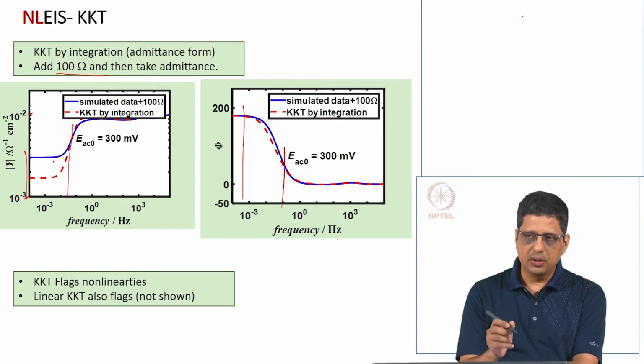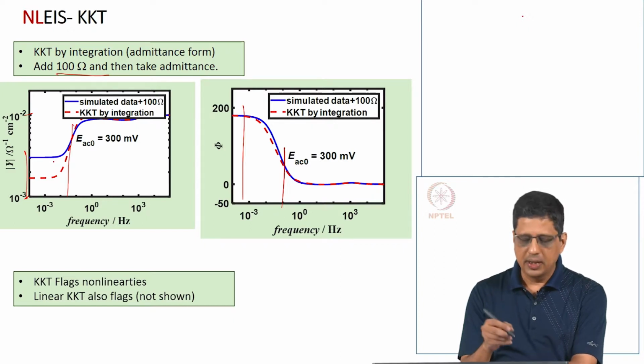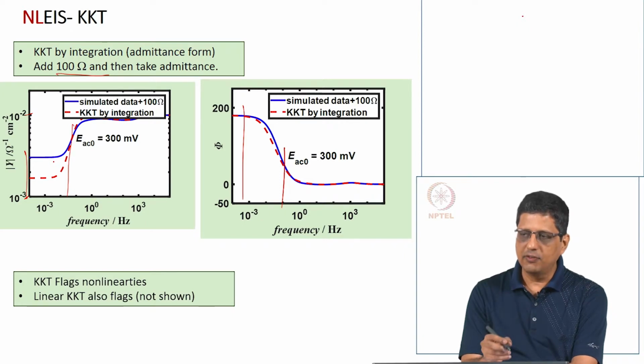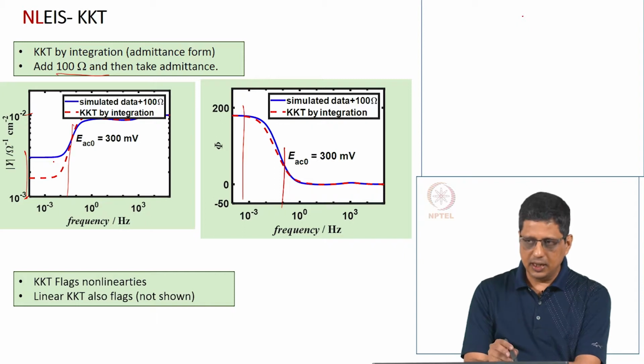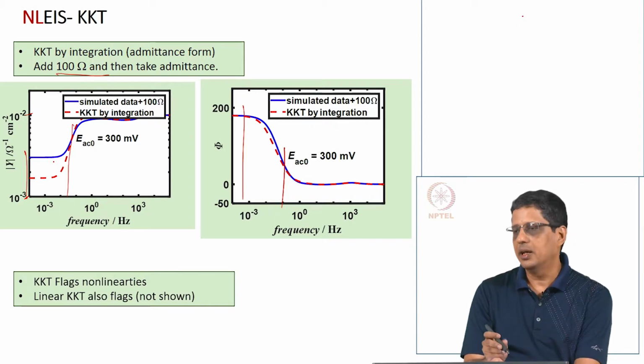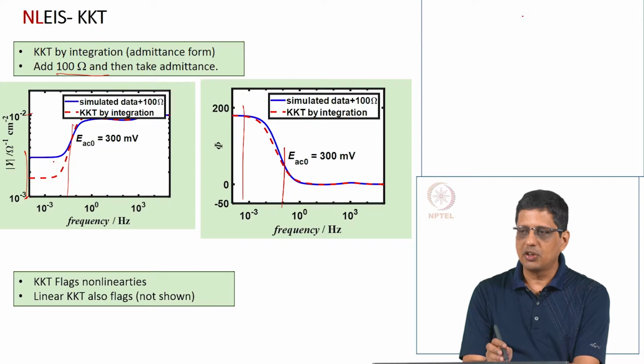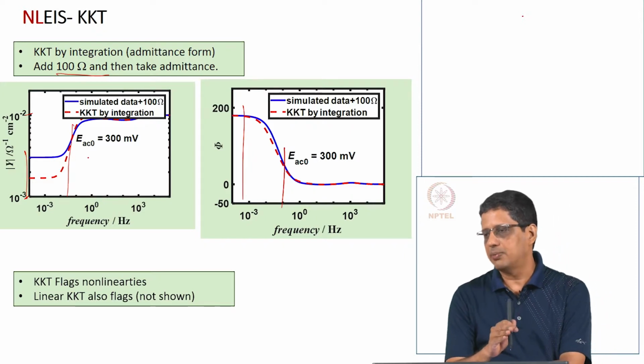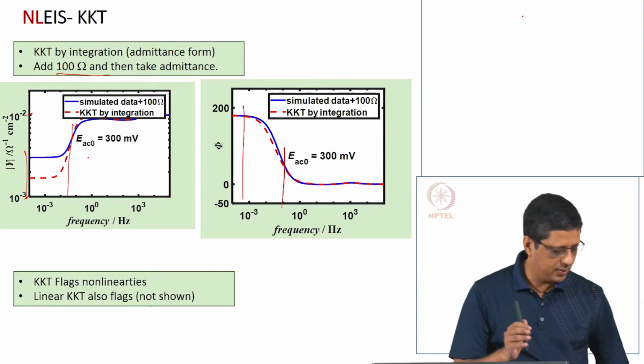You have to remember to go to the software and choose the option to say that this has to be transformed in the admittance form, and then it will detect the nonlinearity clearly. 1 millivolt data will be KKT compliant when we transform in the admittance form. 300 millivolt data will not be KKT compliant, and of course, you always have to transform in the admittance form whenever the data goes to the negative side in the complex plane plot or left side in the complex plane plot.